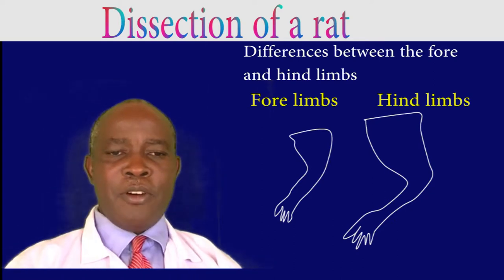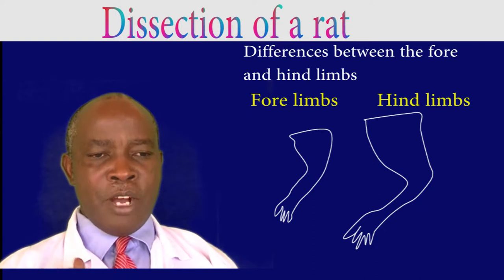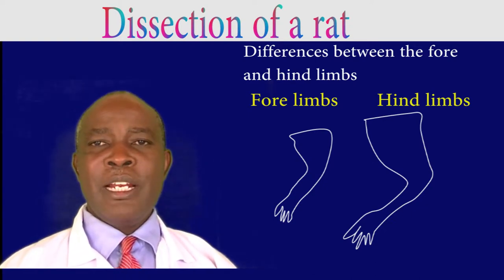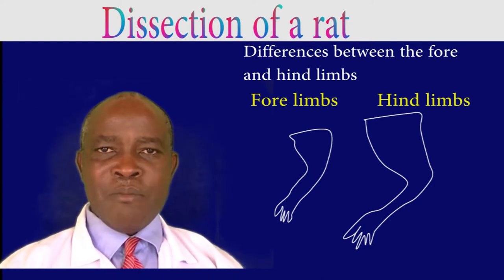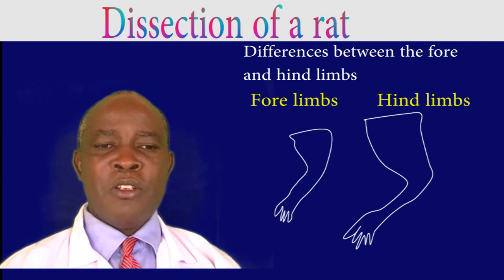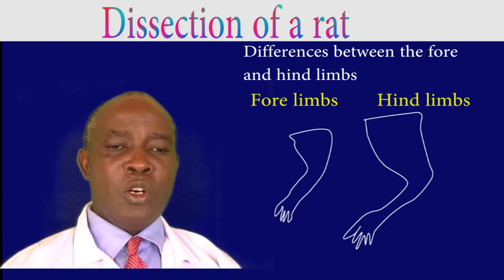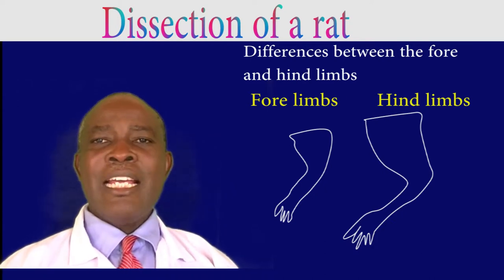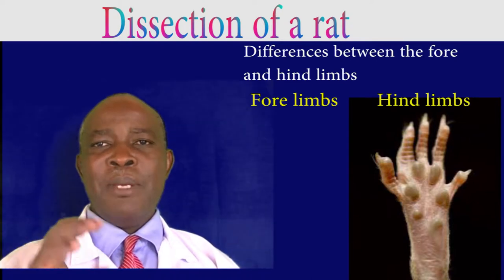Differences between the fore and the hind limbs. The fore limb is short and stout to absorb shock when the rat is landing. The hind limb is long to provide propulsion force. The hind limb has got a big foot for stability.